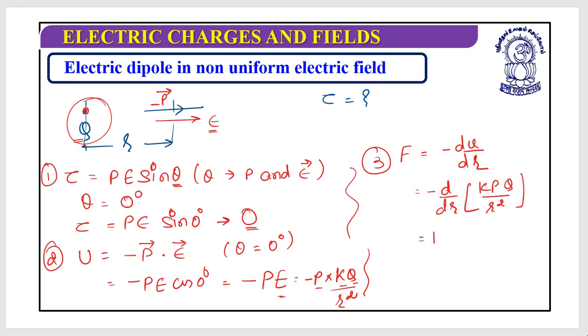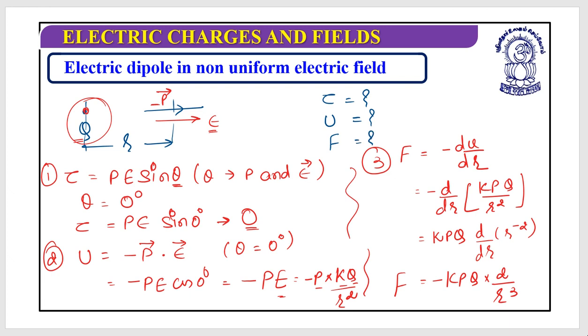So I can write like this, it's kpq into d by dr of r square, so r to the power minus 2. If I write like this, it would be minus of kp cube multiplied by 2 divided by r cube. This is the force acting. So basically we require these three things: we require torque, we require potential energy, and we require a force. So what is the conclusion?